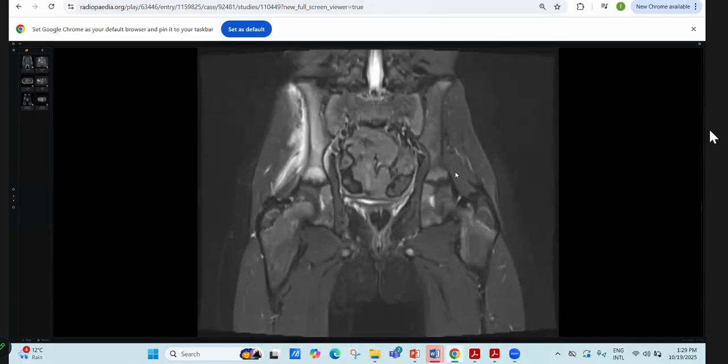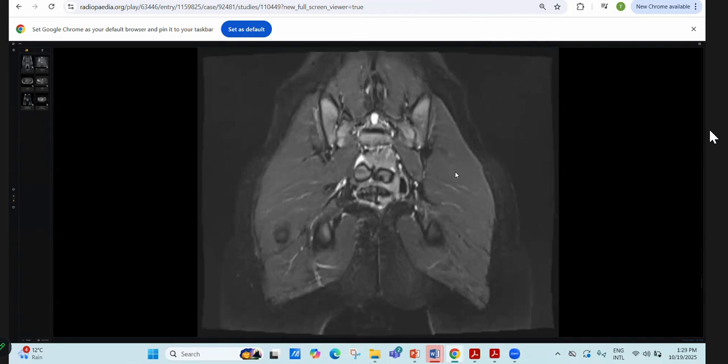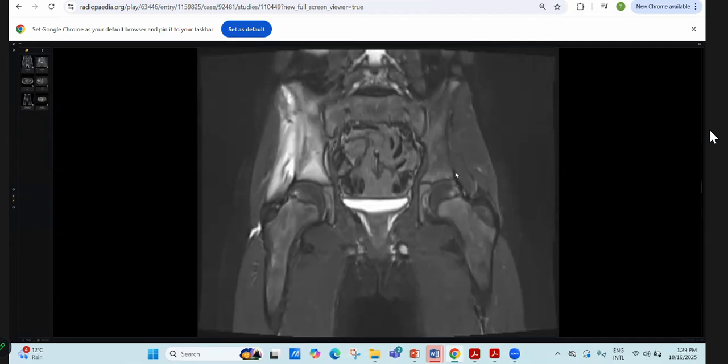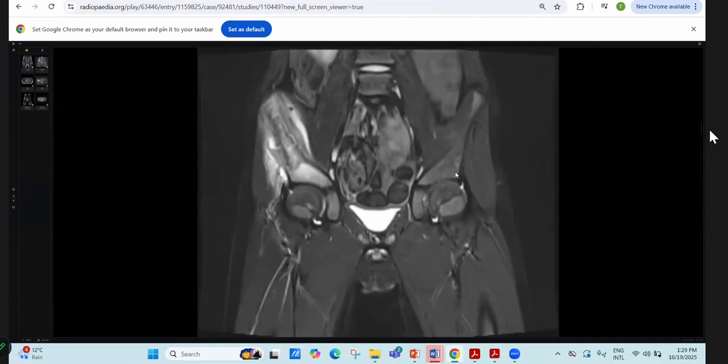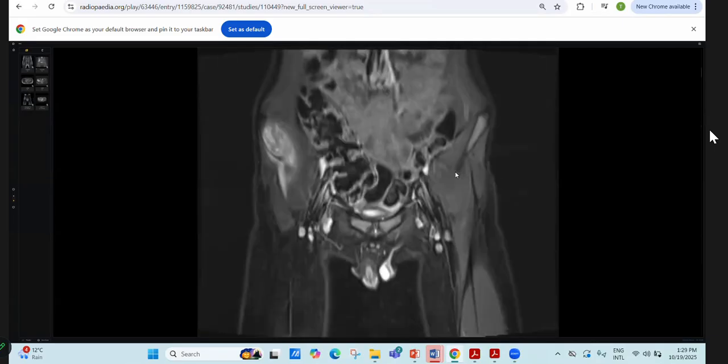I would inform my finding to the referring clinician, advise bone scan, advise staging CT, and refer this patient to the sarcoma center for biopsy and definite histopathological diagnosis.